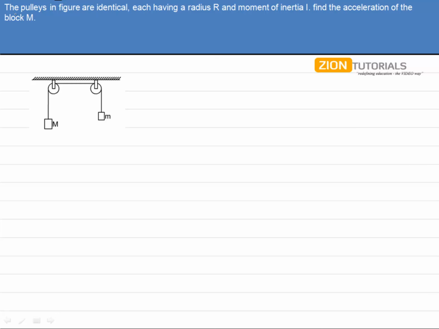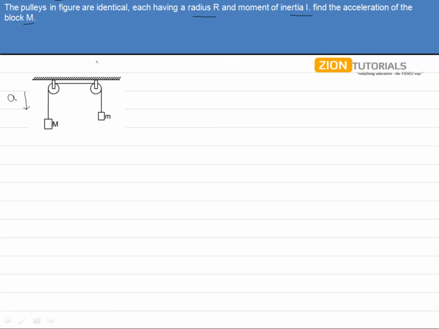As the question says, the pulleys in the figure are identical, each having a radius r and moment of inertia I. Find the acceleration of the block M. Let us suppose that this string is actually moving downwards with the acceleration a. So this block is having an acceleration a in the downward direction.